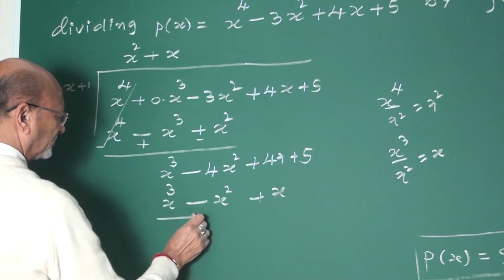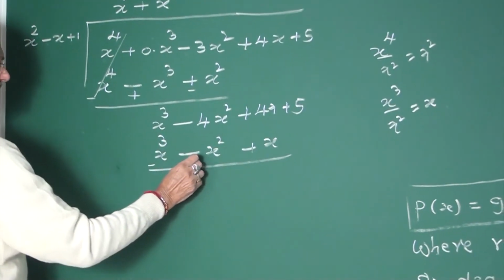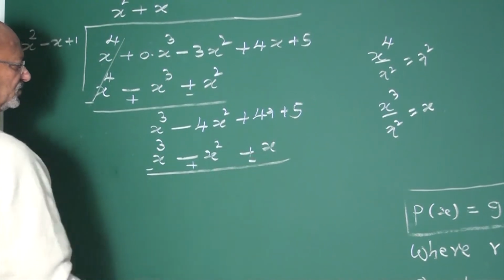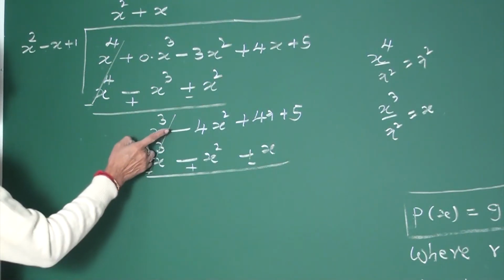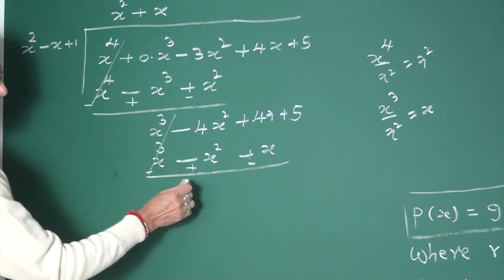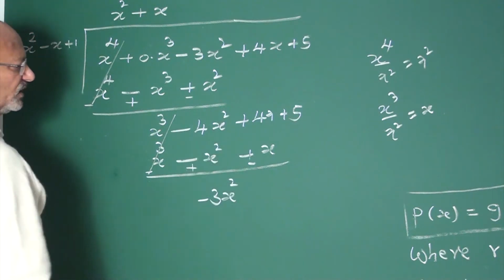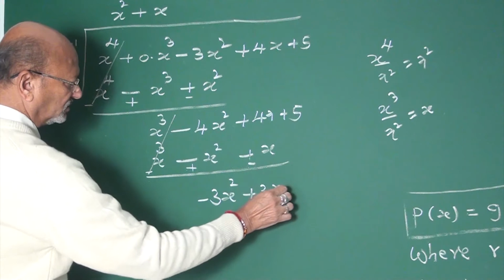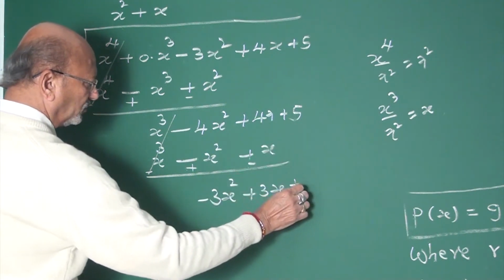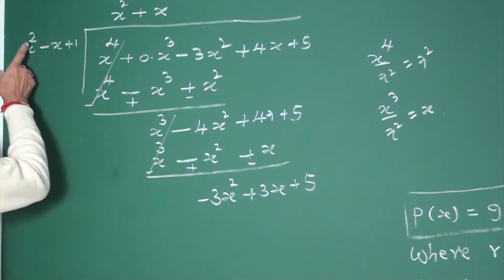Same method, my friend. Change of the sign. Minus is plus, plus is minus. This is cancelled. Minus 4 plus 1 is minus 3x square. Plus 4x minus x is plus 3x. And this you bring down, plus 5. Once again, one more time the division takes place.